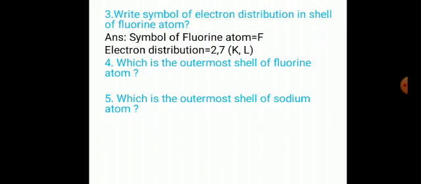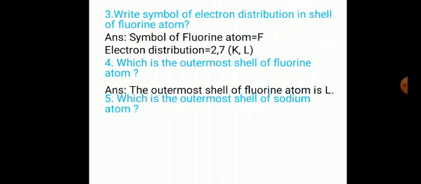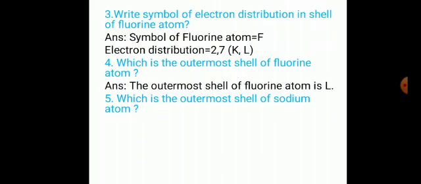Which is the outermost shell for fluorine atom? L shell is the outermost shell for fluorine atom. Which is the outermost shell for sodium atom? Sodium atom has atomic number 11. So electronic configuration will be 2, 8, 1. So which one is the outermost shell for sodium atom? M shell.